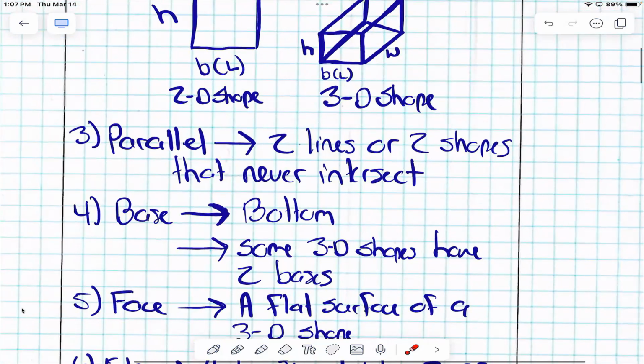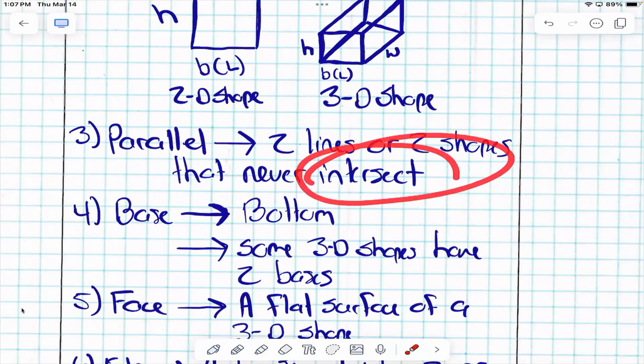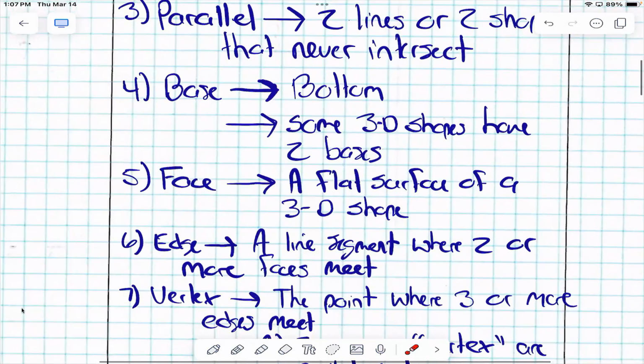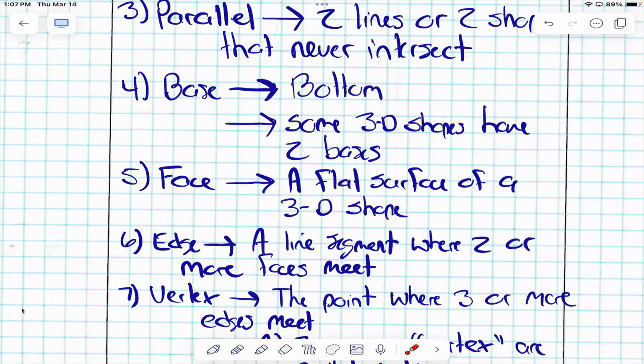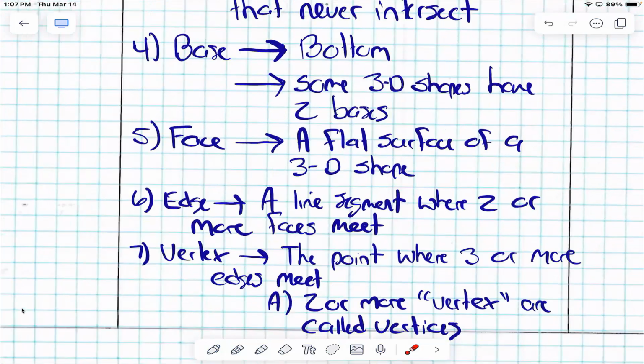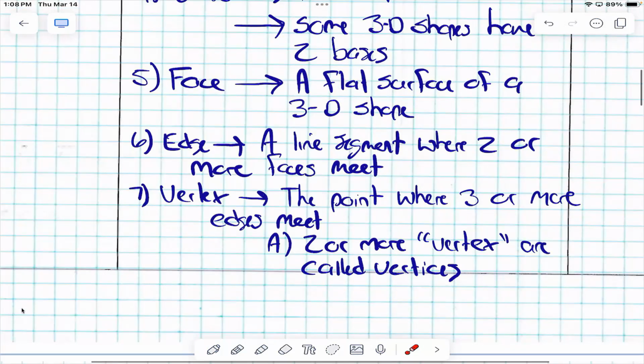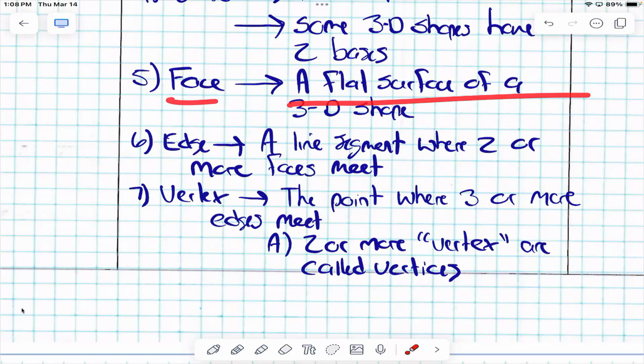Parallel. Two lines or two shapes that never do what? Intersect. Where's the base usually located on a shape? Bottom. A face is what kind of surface? It's a flat surface of a 3D shape. An edge is basically a what? This is basically a line or a line segment, right? Vertex is basically a what? So if you think edge, line, vertex, point, face, like the whole shape that makes up a side of a shape, you're good. We good?